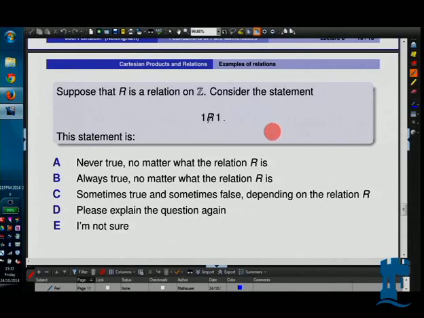Okay, so the question is, is there a relation on Z that makes this true or not? So is it never true, always true, sometimes false? Please explain the question again and all that. Okay, I'll just give you a minute to chat about that and see what you come up with.